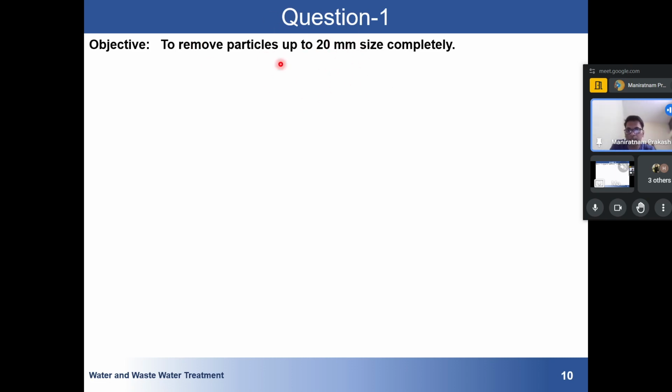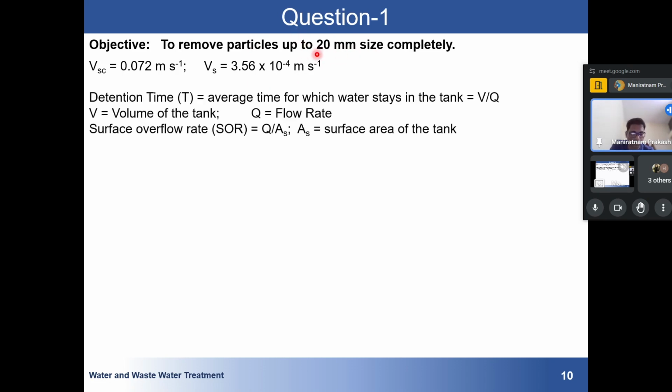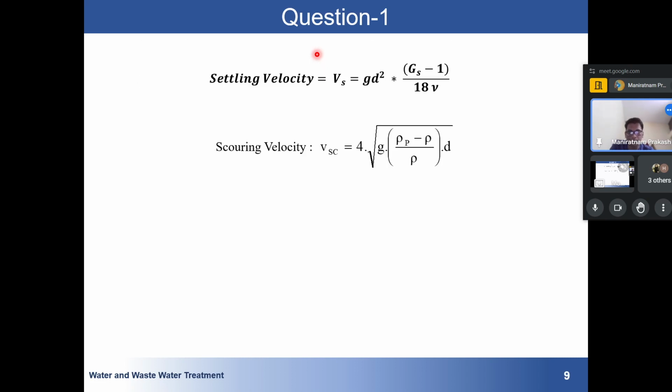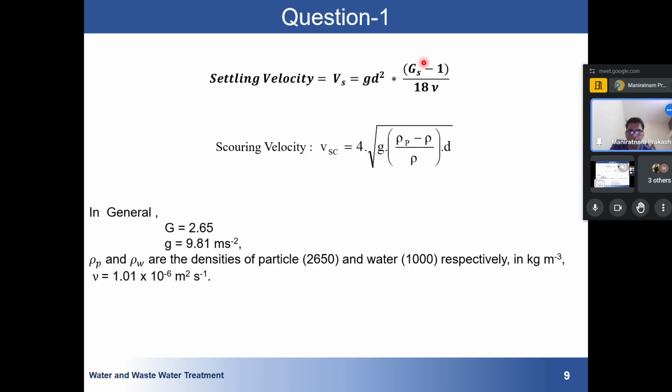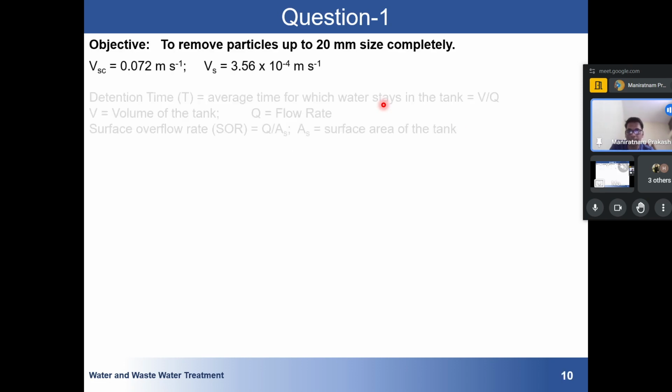There you can see that in the primary sedimentation tank, our aim is to just remove a 20 size particle completely. So you can calculate the scouring velocity and the settling velocity by putting in the size. The size is the diameter of the particle, and we know all the general values. We can put them here, and you will get the values.